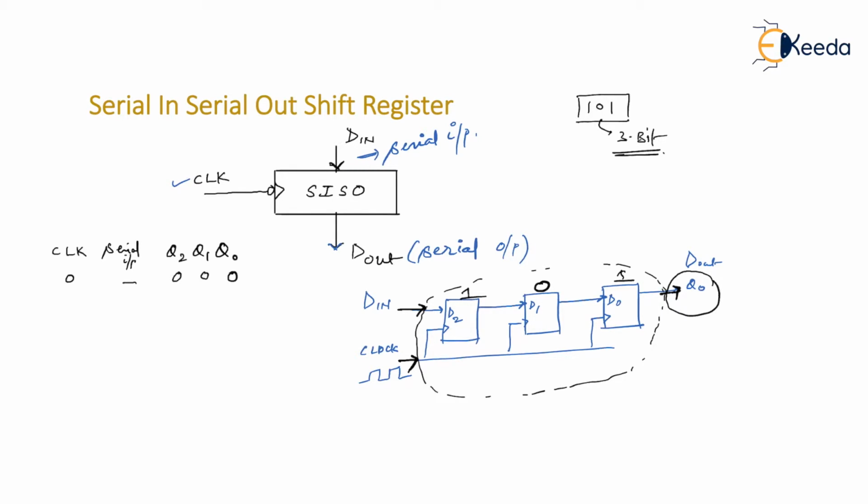Let me first apply clock number 1. When I apply clock number 1, I take the first bit, starting with the LSB. So I apply serial input as 1. Therefore D2 becomes 1. Whenever you apply the very first clock, this flip-flop gets triggered and this 1 gets shifted here, and this 1 gets shifted here, this 0 gets shifted here, and this 0 gets shifted here, isn't it?